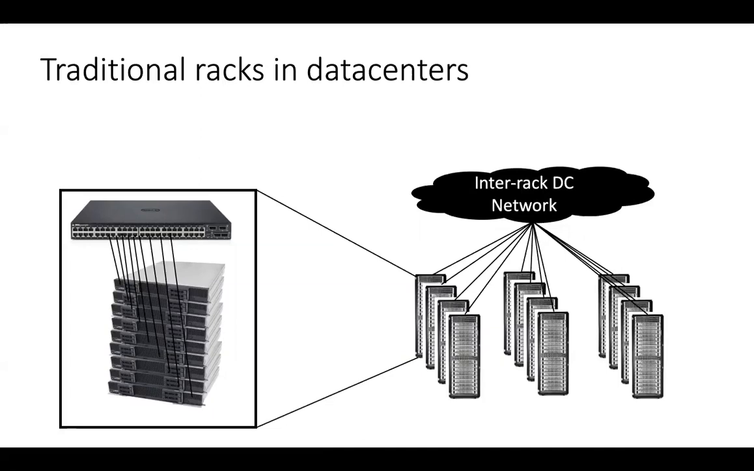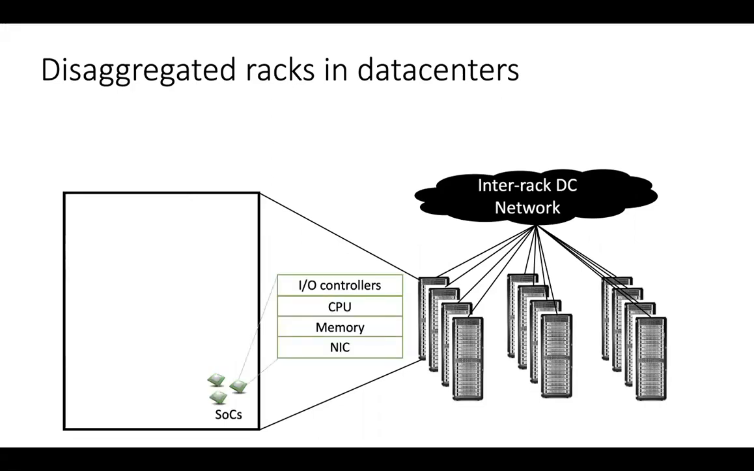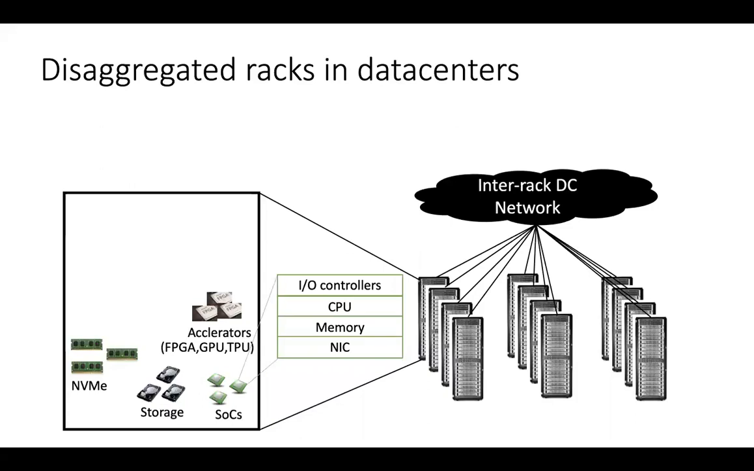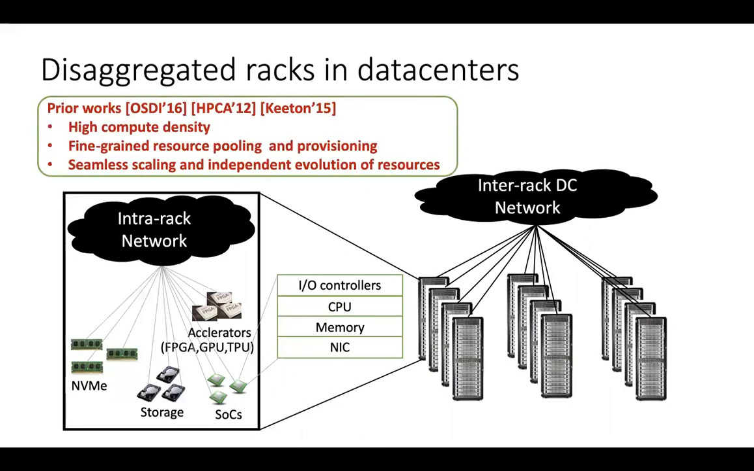Now, in contrast, in a disaggregated rack, these servers are replaced by individual pools of resources. You can have a pool of compute nodes, a pool of non-volatile memory, a pool of storage, a pool of accelerators, and so on, all interconnected via some internal rack network. Prior works have shown that disaggregated racks can have several benefits over traditional racks, such as higher compute density, fine-grained resource pooling and provisioning, seamless scaling of resources, and so on.